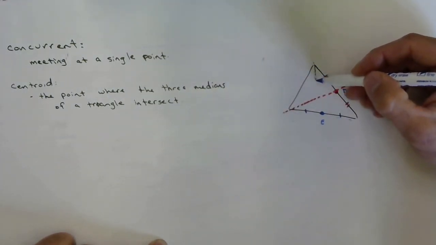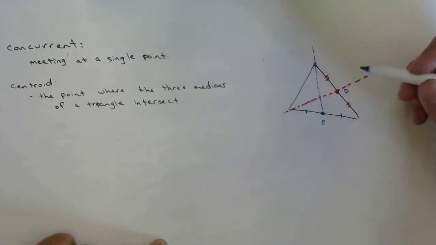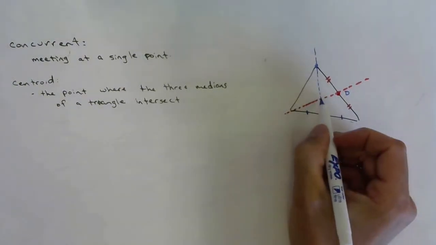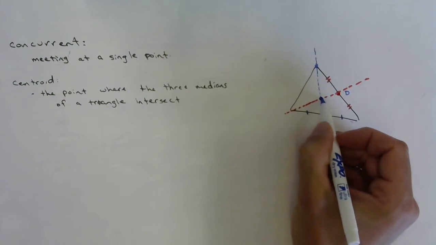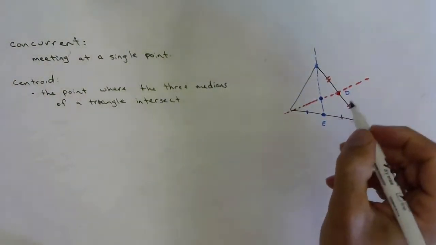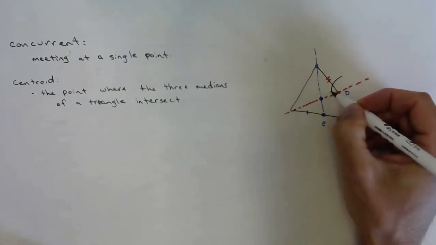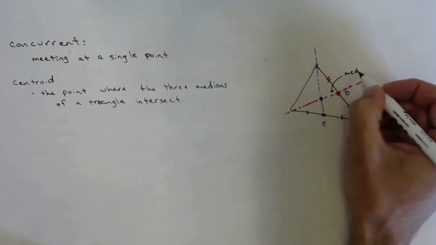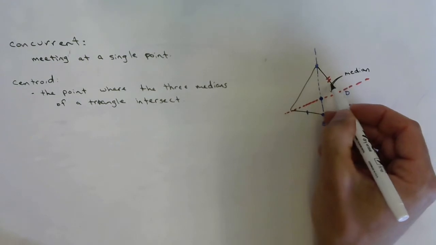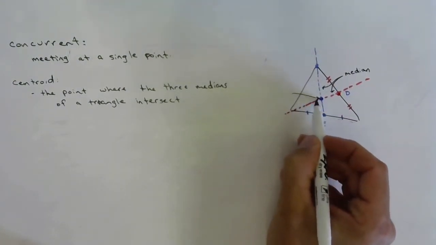And I'm going to go ahead and draw my median from this vertex. And what I find out when I do that is that this point right here, this point of intersection of my medians, is the centroid. Okay, so let's go ahead and label some things here. This line is a median. This line is also a median. And this point right here is a centroid.